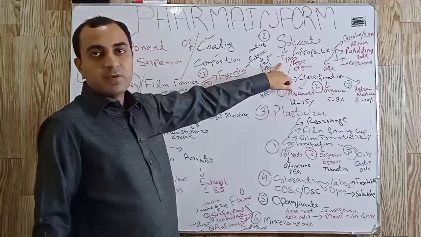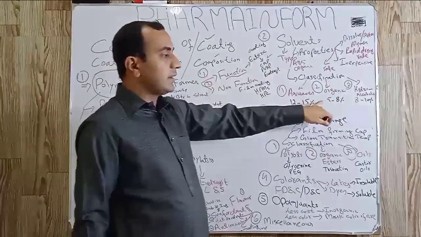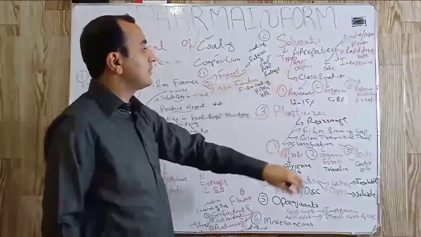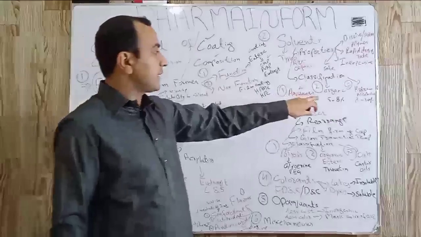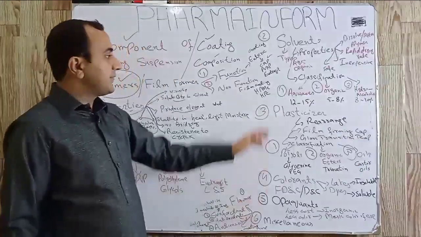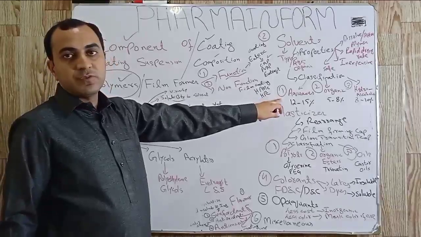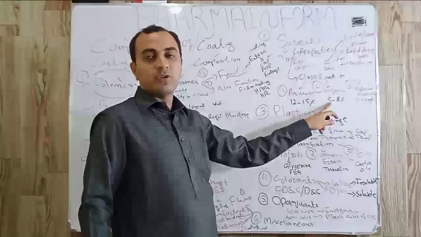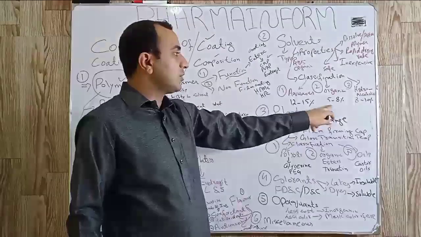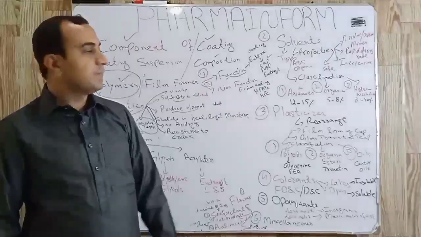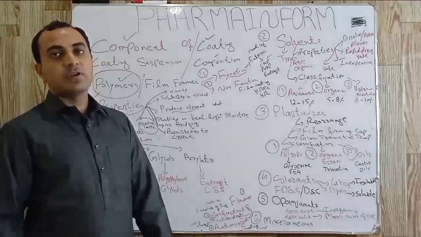If we talk about solvents, we divide our coating into three types depending upon the solvent. One is aqueous coating, second is organic coating, third is hydroalcoholic coating. As the name indicates, if we use water as a solvent, it is known as aqueous coating. If we use organic solvent, it is known as organic coating suspension. If we use combination of both water and organic solvent, it is known as hydroalcoholic.